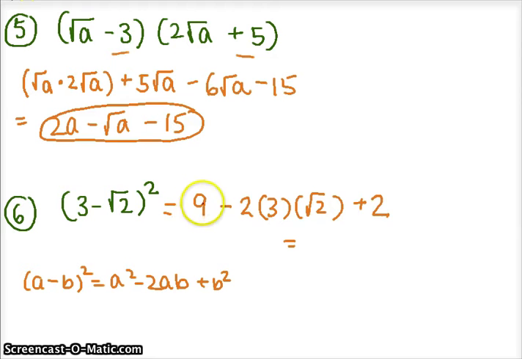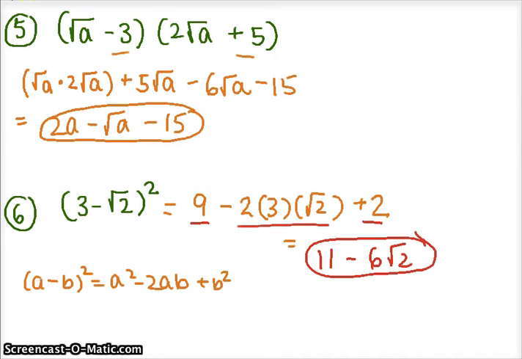Then we're going to add and multiply everything out. So we have 9 plus 2. We have 9 on the outside and 2 on the inside. So this equals 11. And then this we're going to multiply. So we can multiply 2 times 3, which is 6. So minus 6 root 2. And that would be our answer.